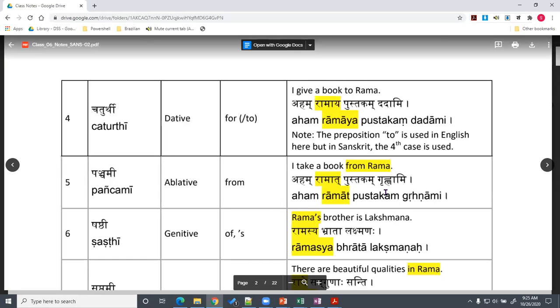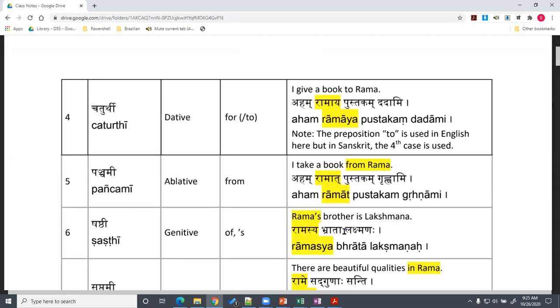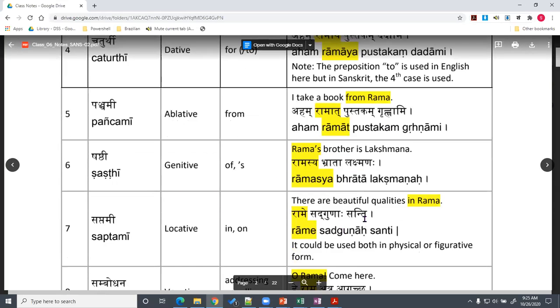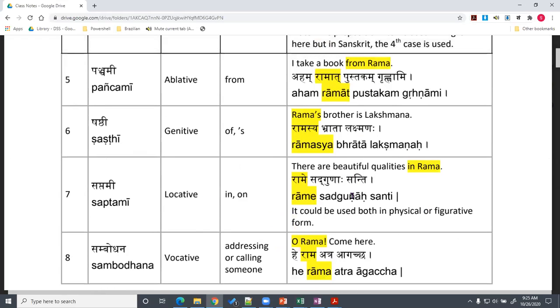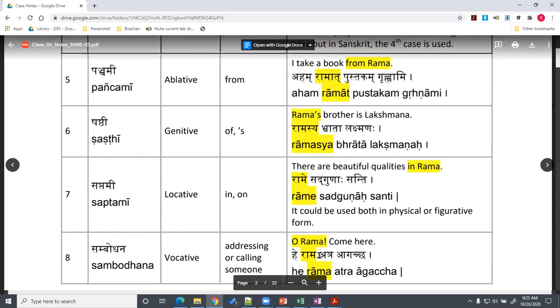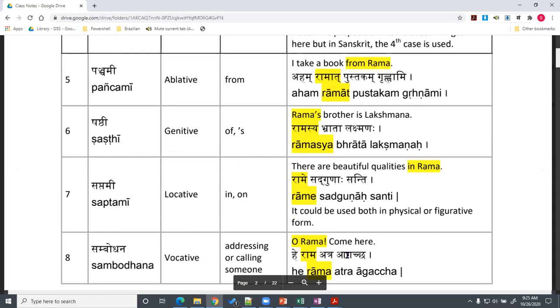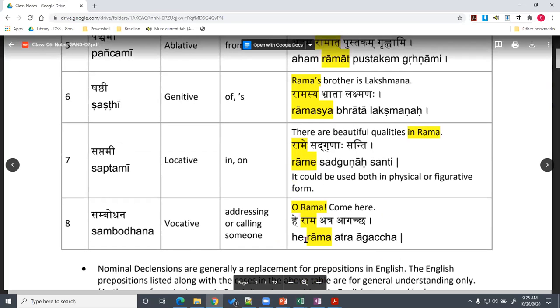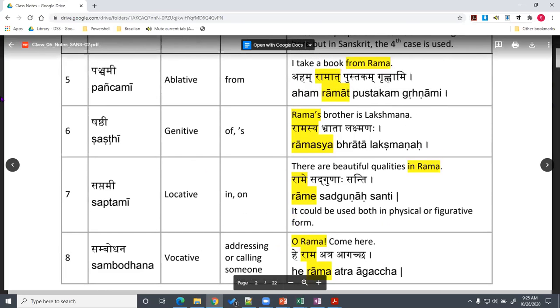Panchami is the ablative, aham ramat pustakam grunami. Then Sashti, Ramasya Bhrata Lakshmana, of, and then Saptami, the locative, the seventh case. Rame Sadgunaha Santi. In Rama, there are a lot of good qualities. And then Sambodhana, the vocative. If you are calling somebody, hey Rama, atra agacha. Oh Rama, please come here.